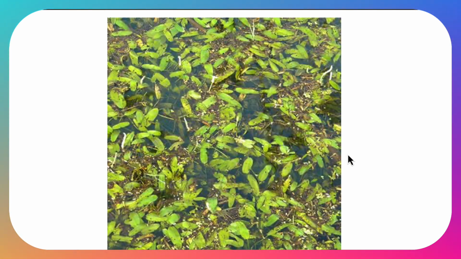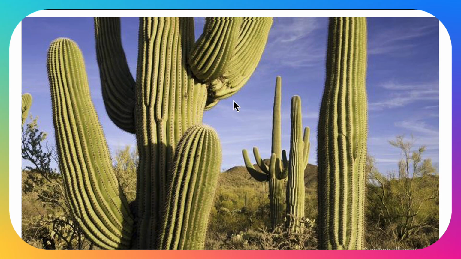And here's a hydrophyte, a water plant, and an adaptation that it has. Again, it doesn't really have any issues with losing water, but it has its stomata on the top surface of the leaves. And here's the cactus, which doesn't have leaves at all, and it actually photosynthesizes through its trunk. So different plants living in different environments have different adaptations.